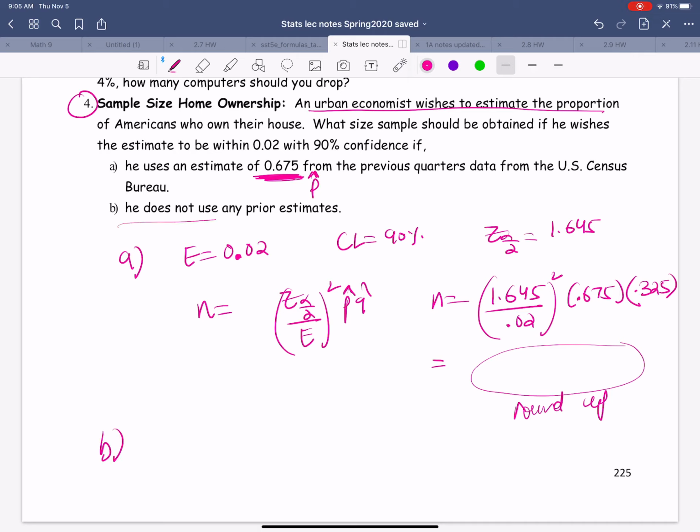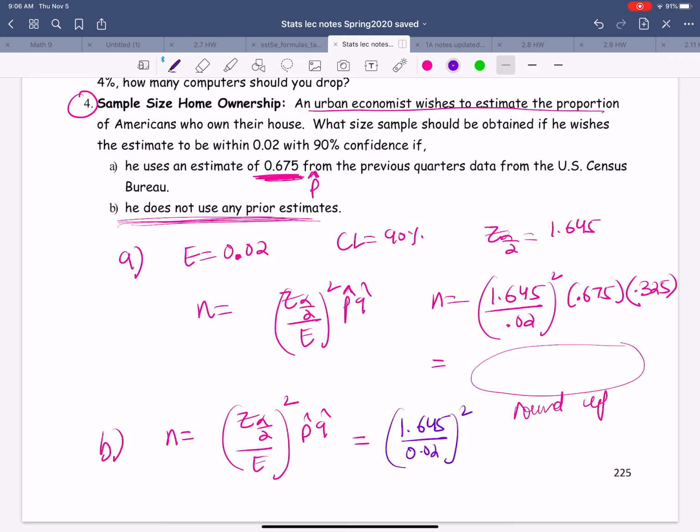For part B, he does not know anything from previous studies. There are no prior estimates available. He doesn't know what proportion of Americans owned their house from previous studies. He has no information available. So in that case, the only thing that changes is our p hat and q hat. We just assume that 50% of the people owned their house, and the other 50% did not, because we don't have that information. So that is 1.645, same z-score, and the margin of error is not changing. The only thing that changes is p hat and q hat.